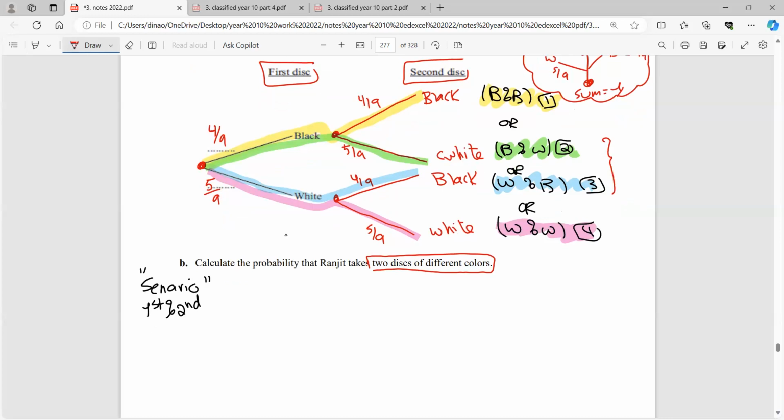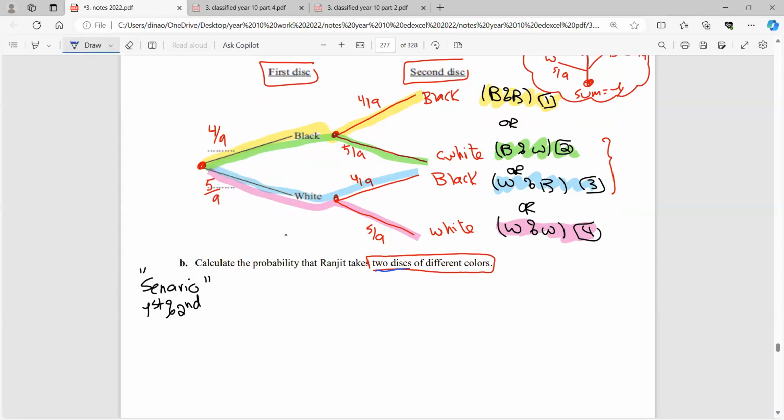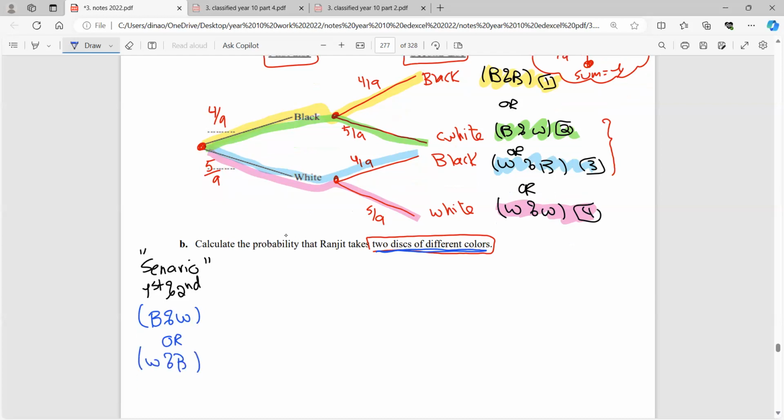Let's write them exactly as they are, with the letters, the brackets, the or, and everything. Why did I choose these in particular? Because the question says I need 2 discs of different colors. So I write them down: black and white, with the same letters and brackets, or white and black. These are the 2 options that we have.